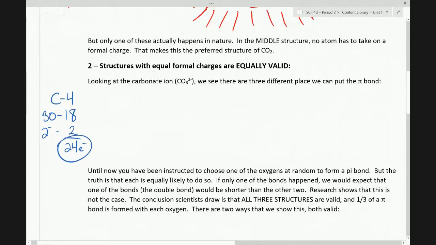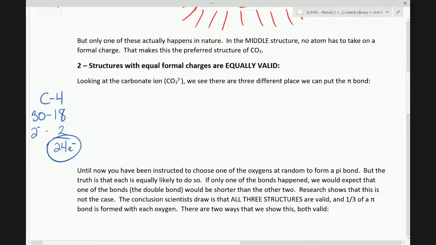And so when we draw this, I'm going to leave a little room because we're going to end up having to draw a few structures here. So I'm going to draw carbon surrounded by 3 oxygens. We're going to complete the octet of each surrounding oxygen. And when we do that, we're going to count the electrons. And quickly we'll see that we have 2, 4, 6, 8, 10, 12, 14, 16, 18, 20, 22, 24. We have the right number of electrons.